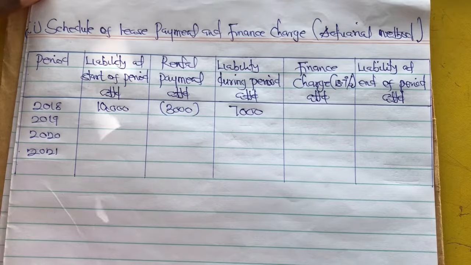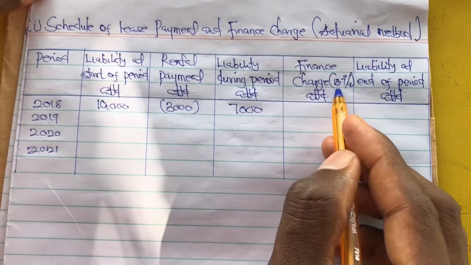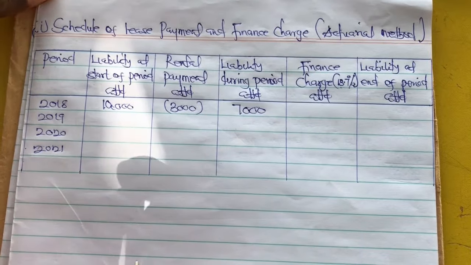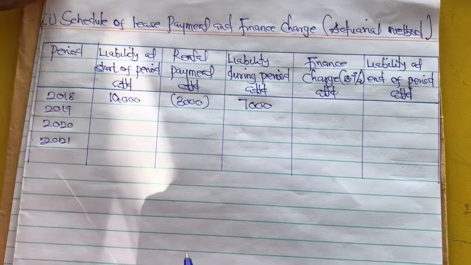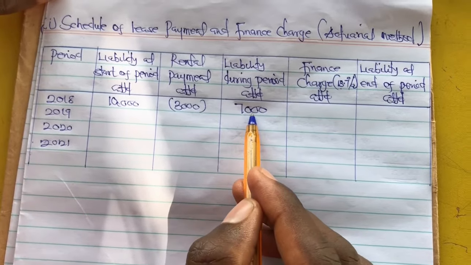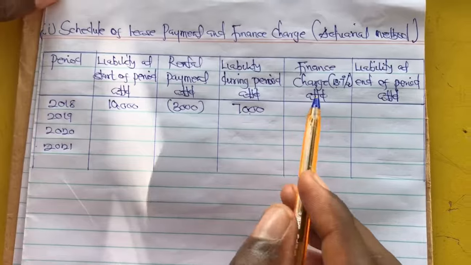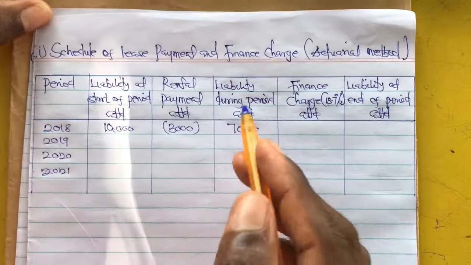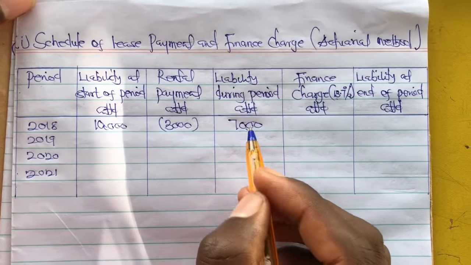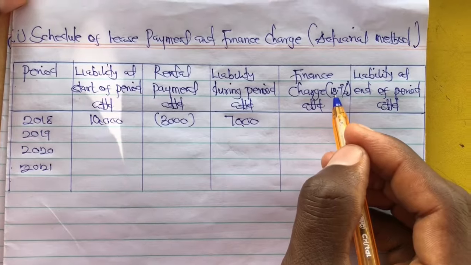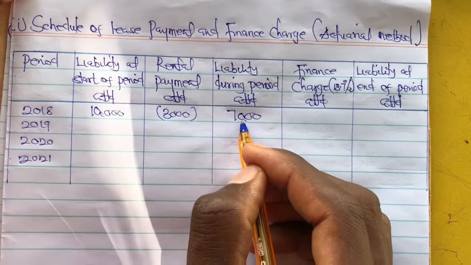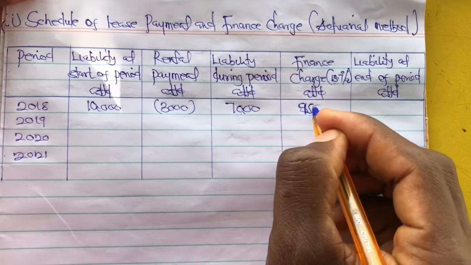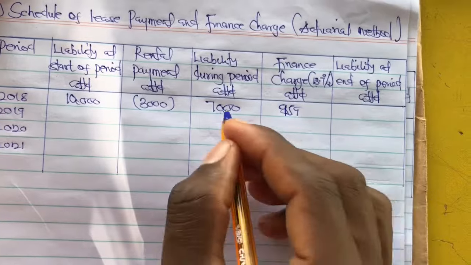Okay, so the interest rate implicit in the lease is 13.7% from the question. At any point in time, we apply the interest rate implicit in the lease on the outstanding liability, that is the liability during the period. When we apply 13% on this, it is going to give us an amount of 959 Ghana cedis. Then we add it to the liability during the period.